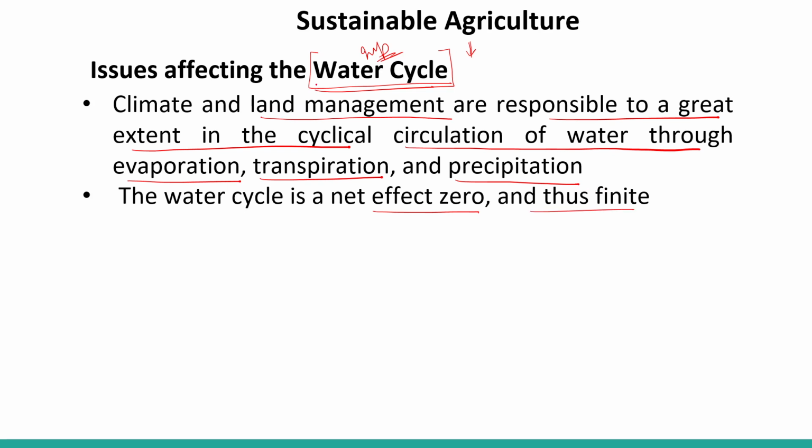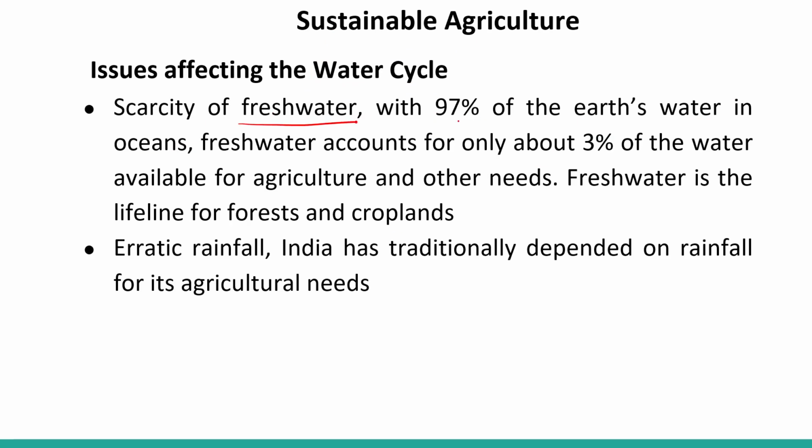So if the water cycle is not circulating properly, okay, if evaporation is affected or the transpiration is affected, then there will be no transpiration or less transpiration, right? So there must be proper land management and climate management so that this water cycle should run properly in the environment.